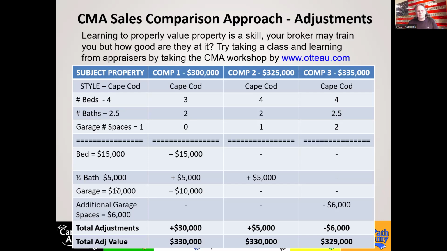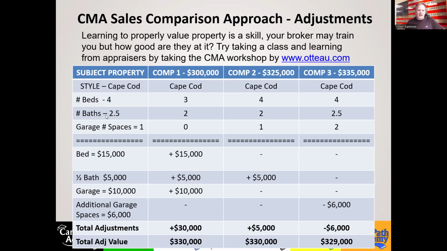So we just pull those numbers out in there just for an example. Okay, so if we have a 4-bedroom and comparable property 1 only has 3 bedrooms and 2 baths and no garage spaces, we'd have to find out the value of a bedroom, $15,000, and we're going to add that to this comp to pretend that if it had 4 bedrooms, what it actually would have sold for. With 3 bedrooms, it sold for 300 grand. So we're making adjustments for the differences now.